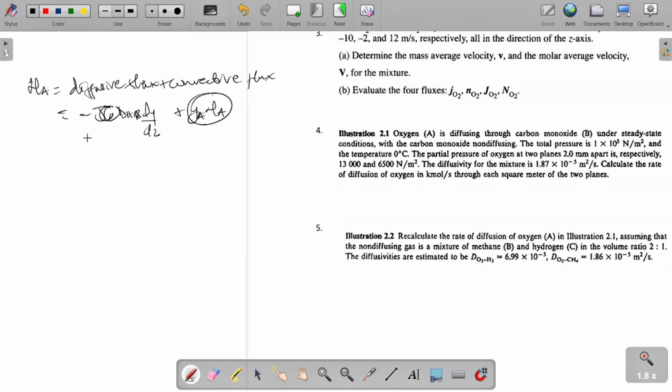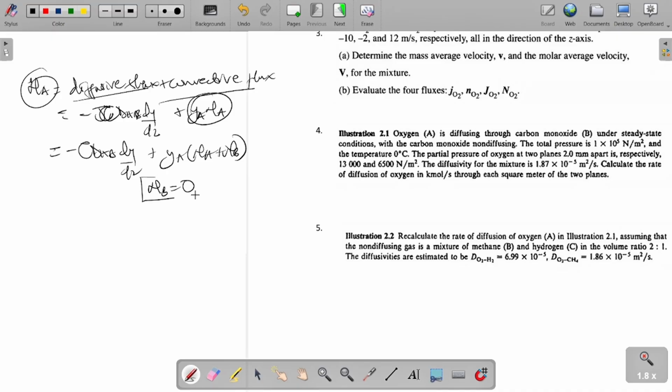So they want us to calculate the rate of flux. So this is the rate of flux they want us to calculate. So we need a diffusive flux and a convective flux, right? Since here you're considering two components, A and B, so you say that here is y_A times N_A plus N_B. And since I was talking about steady state and carbon dioxide is non-diffusing, which is B, that means its flux becomes zero, right? Because it's non-diffusing, which reduces this equation to this form.